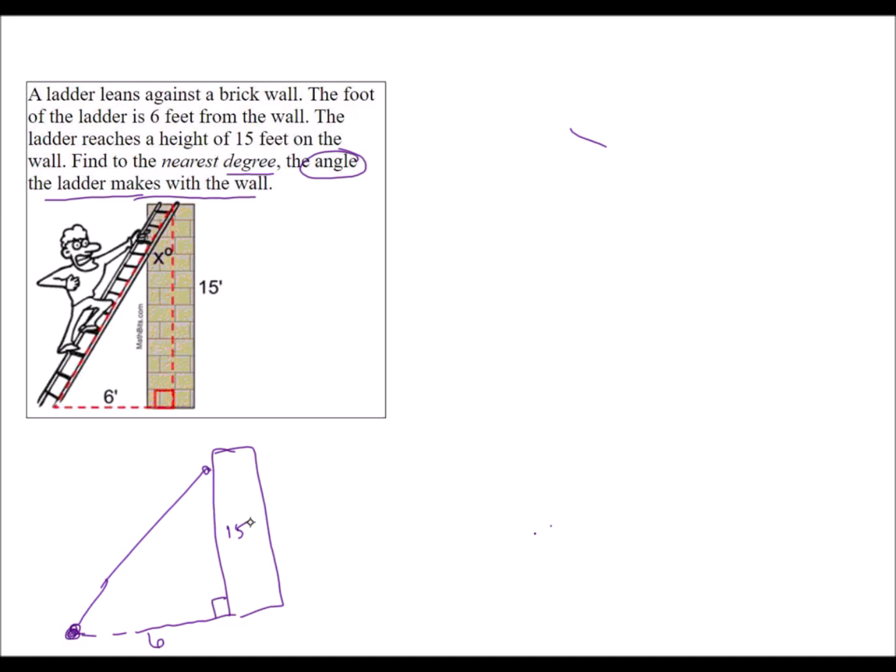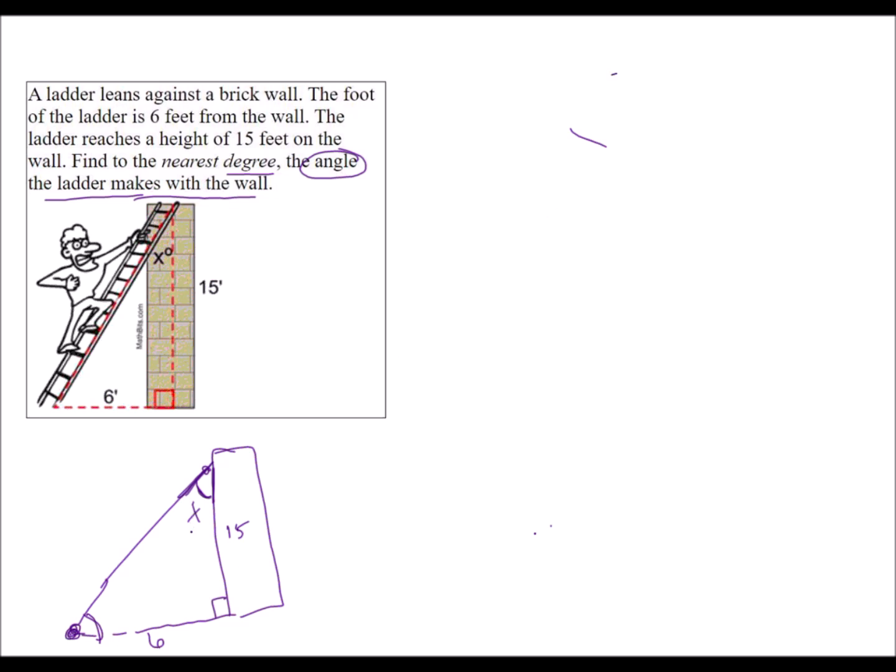And then it asks for an angle. So we're either talking about this angle or this angle down here. Now it says the one that it makes with the wall. So here's the ladder, here's the wall. That's the angle that you're going to be looking for. If it had said the angle with the ground, then that would have been the one over here.